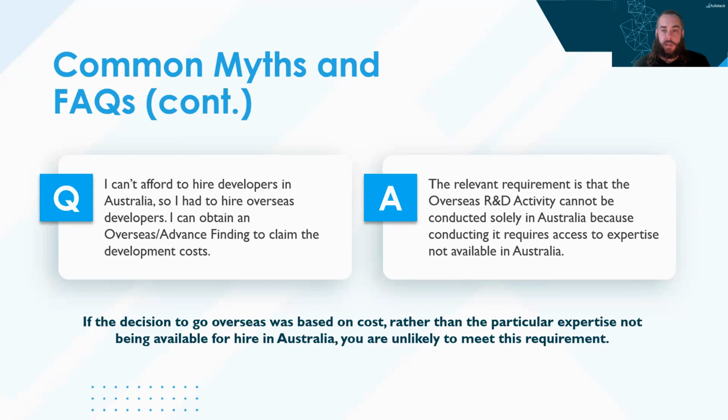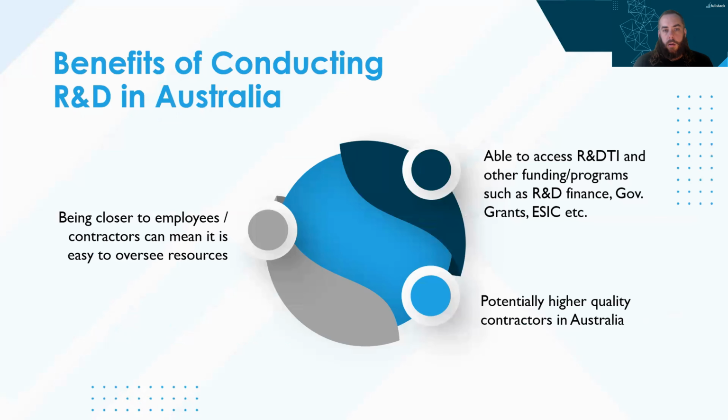So if there was expertise that I could hire if I had more money, but I don't have more money, so I went overseas, then you wouldn't meet that requirement, and therefore it would be unlikely that your overseas finding application would be successful. So cost factors generally are not a reason to go overseas if you want to still be able to claim that activity or claim your R&D activities. So that's all the FAQs and myths and misconceptions.